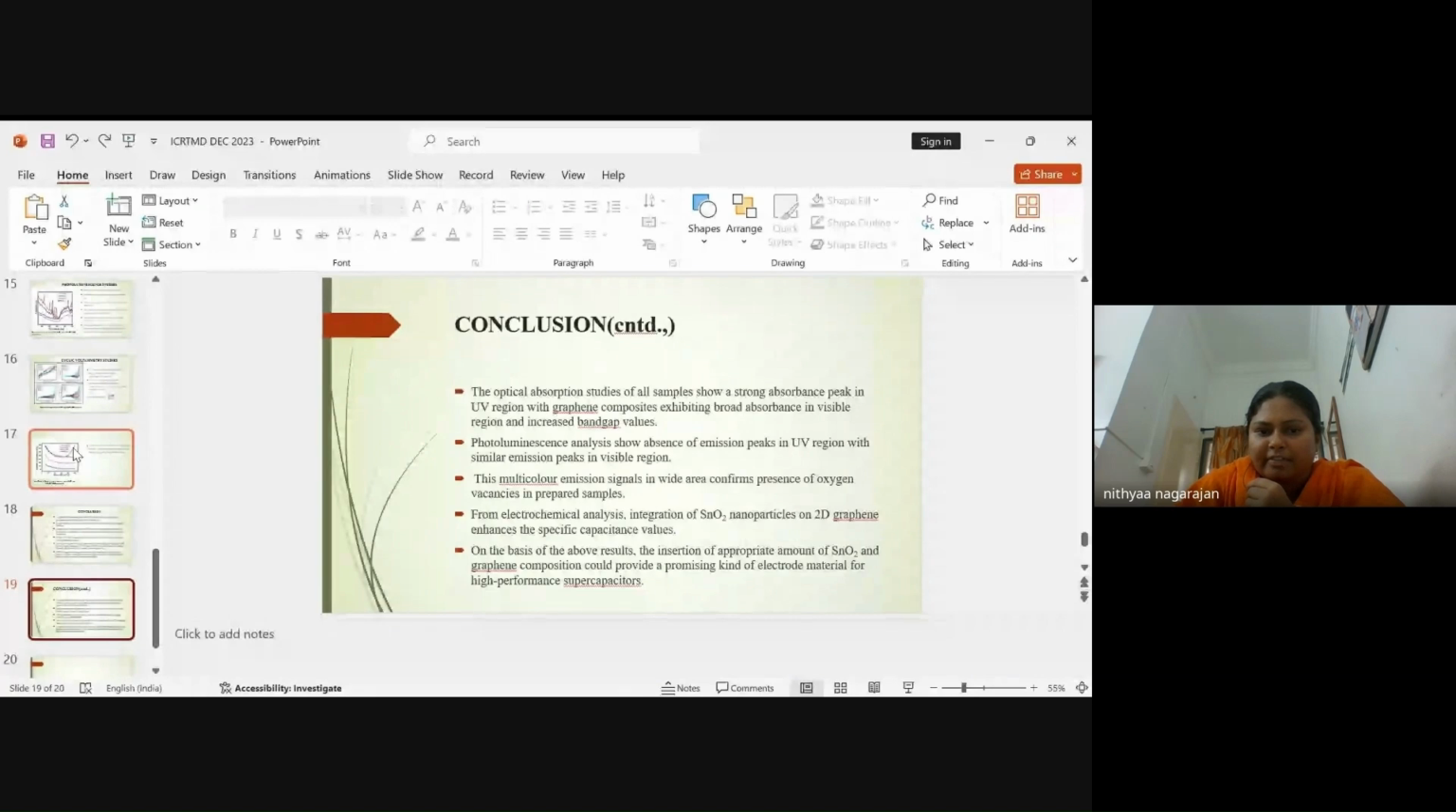nanoparticles on 2D graphene enhances the specific capacitance values, whereas the insertion of an appropriate amount of tin oxide has to be optimized, because here we used graphene and tin oxide particles in a ratio of 50:50. But increasing or decreasing the percentage of graphene and the metal oxide can provide a promising electrode material for high performance supercapacitors.